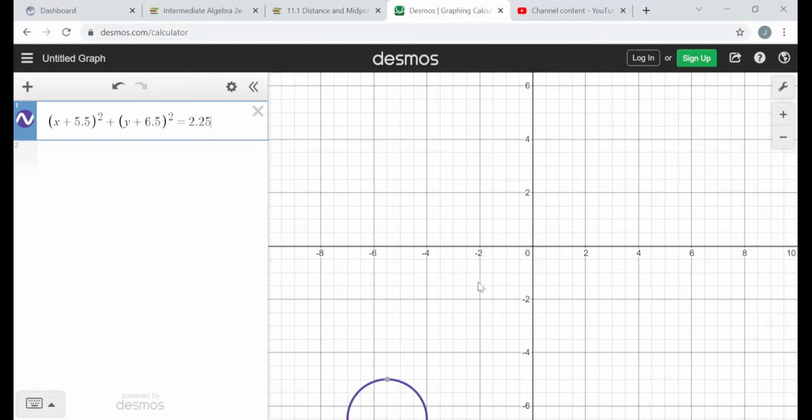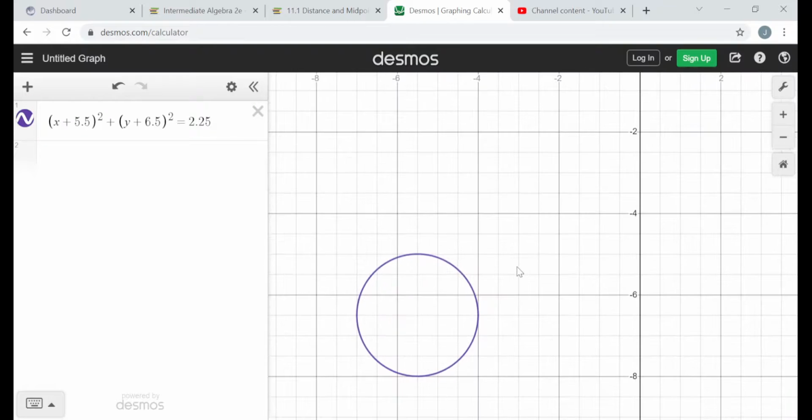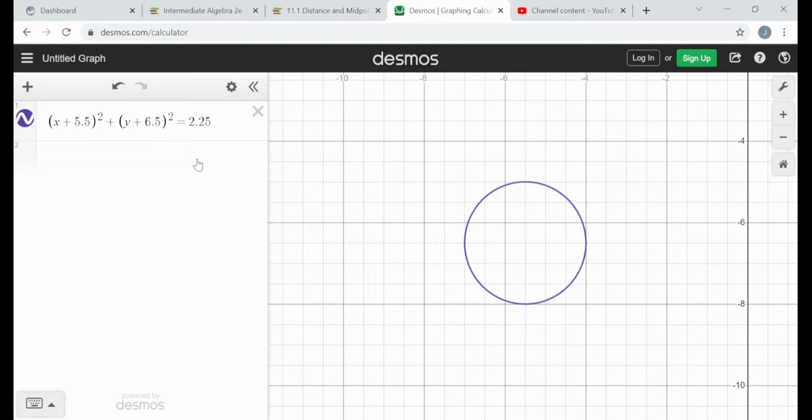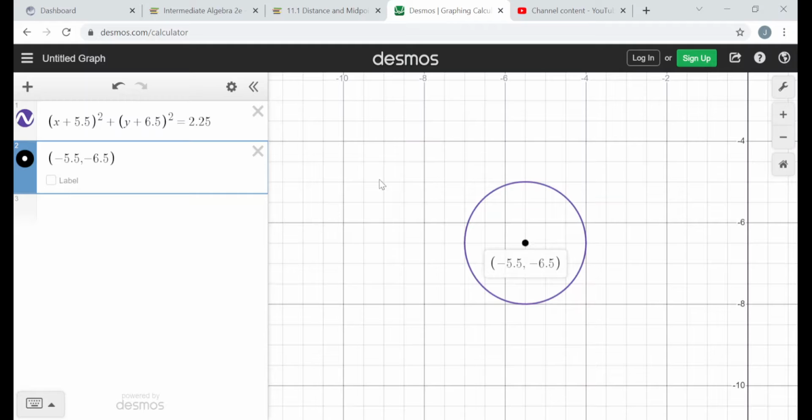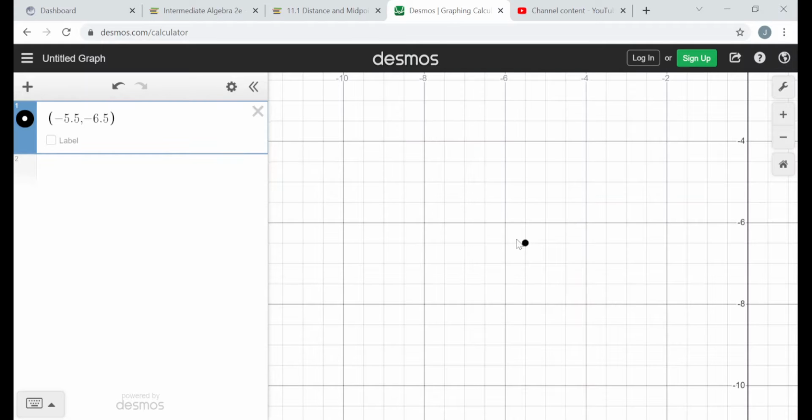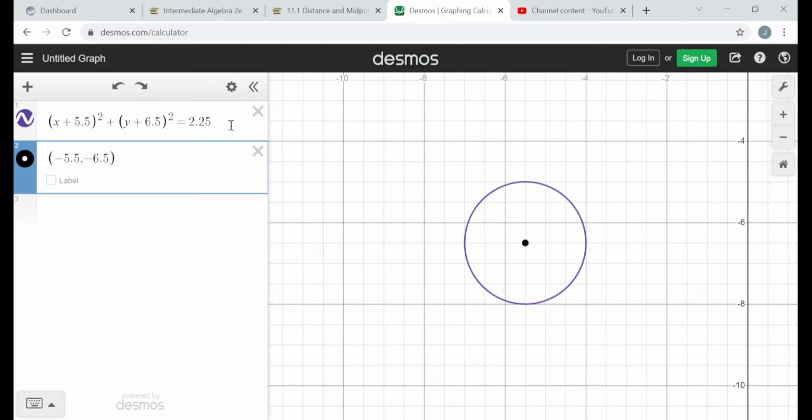All right, I'll move down so we can see the whole circle. Zoom in a bit maybe. Let me put the center in so you can see it. The center was at negative 5.5, negative 6.5. Look at that. Definitely showing up in the center there, that black point. And all the points on this circle should be 1.5 units away from the center.